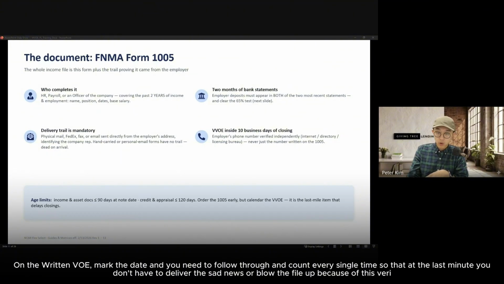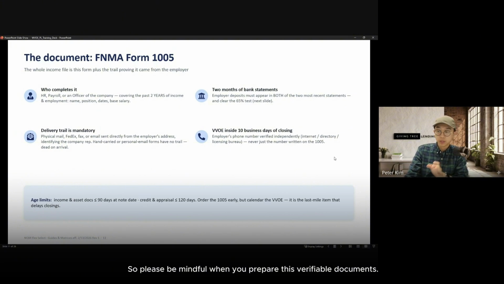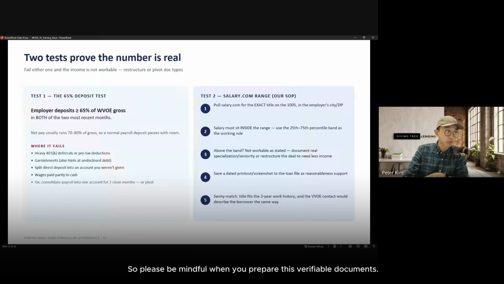On the written VOE, mark the date, and you need to follow through and count every single time so that at the last minute, you don't have to deliver the sad news or blow the file up because of this verification. You don't want the verifier to travel overseas, but you never know what's going to happen. So please be mindful when you prepare these verifiable documents.